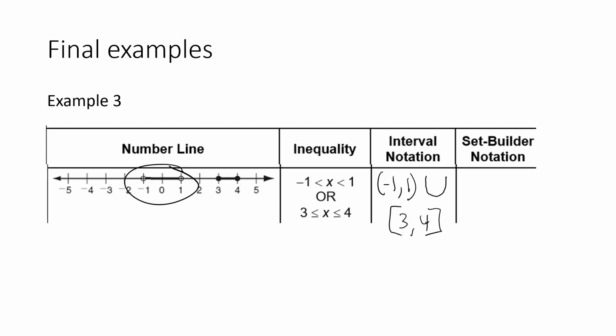So for set builder notation, we have all real numbers. So x is an element of all real numbers, such that x is going to be greater than -1, but less than +1, or x is going to be greater than or equal to 3, but x will be less than or equal to 4.